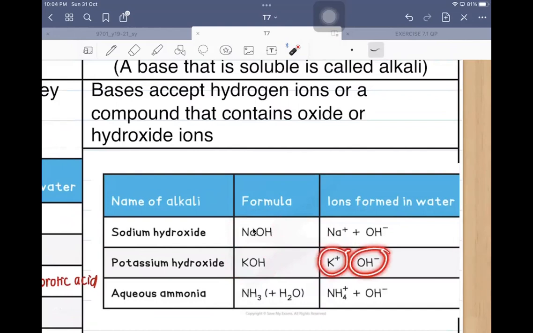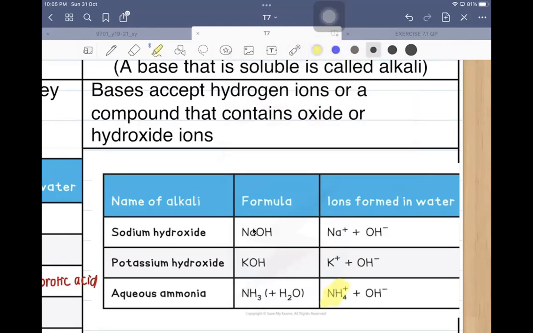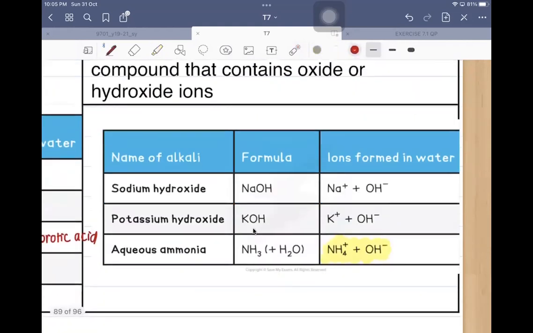Ammonia, aqueous ammonia, well, we know ammonia as NH3 gas, but the aqueous ammonia is actually, so maybe this is the only thing that's new for you, NH4 plus and OH minus. So aqueous ammonia is actually this. Okay, but sometimes, of course, we write it as NH3 aqueous. But the ions are NH4 plus and OH minus. So this is something new for you, okay?